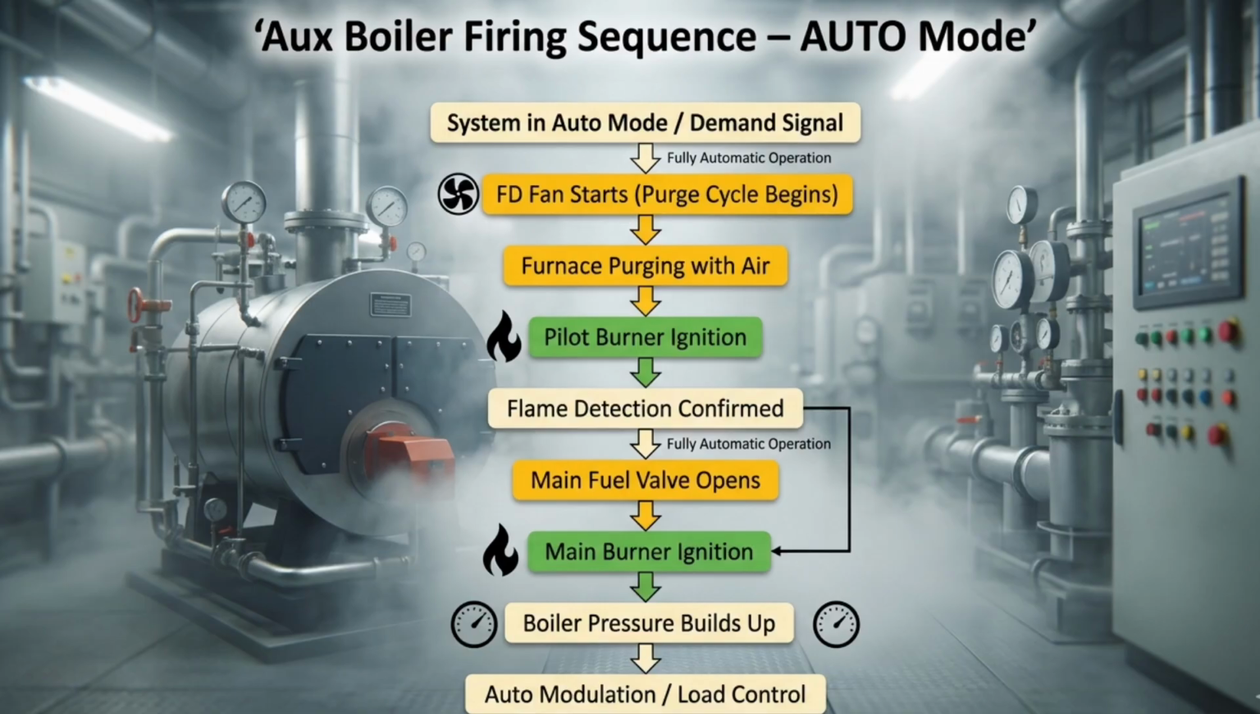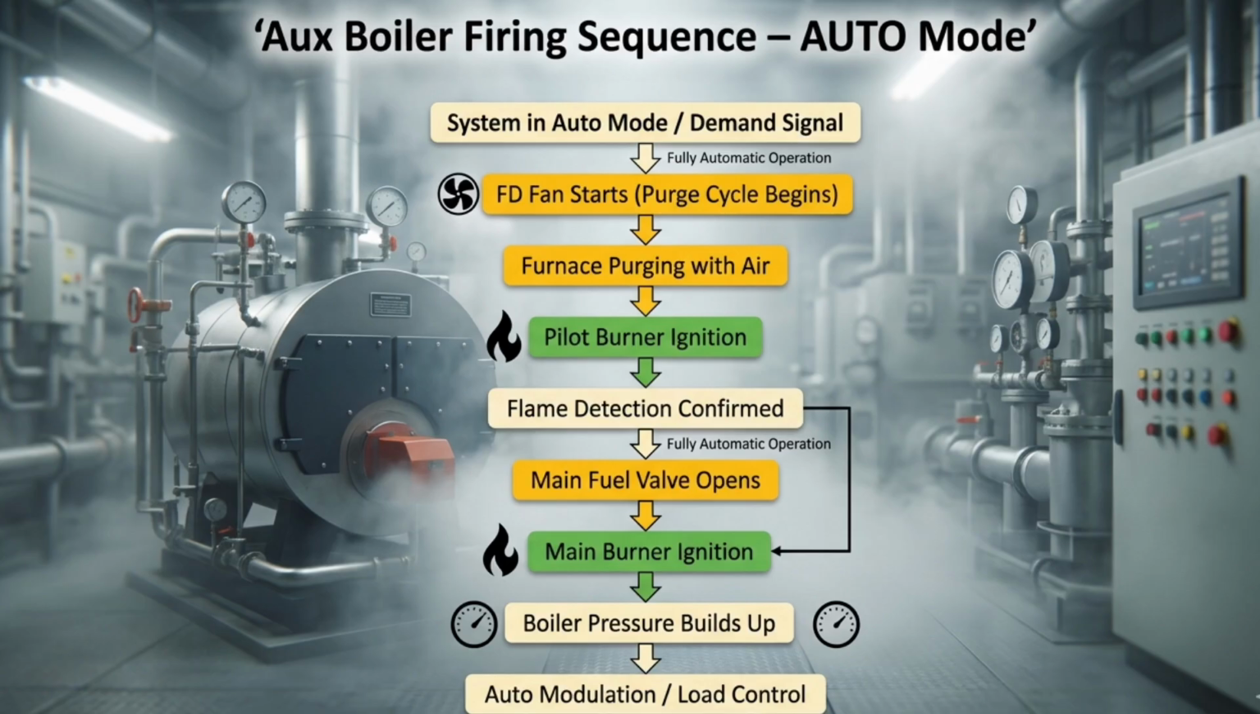Once purging is complete, the system proceeds to pilot burner ignition. The pilot flame is established to prepare for main burner firing. Next, the system checks for flame detection. Only when the flame is confirmed by the flame scanner does the sequence continue.